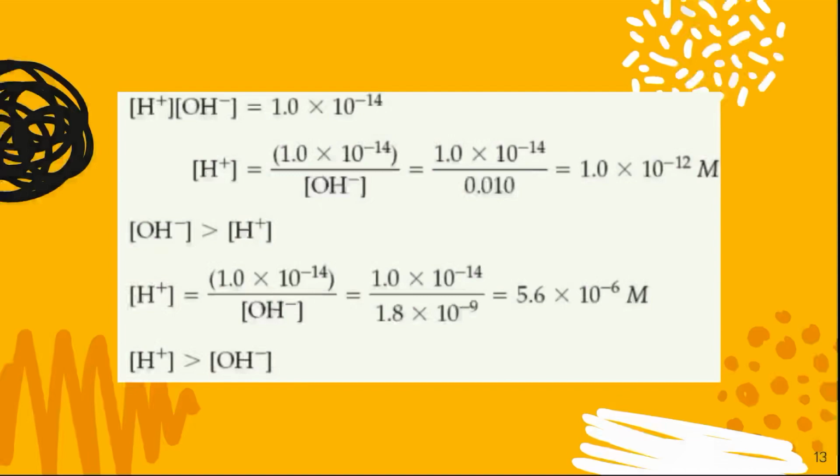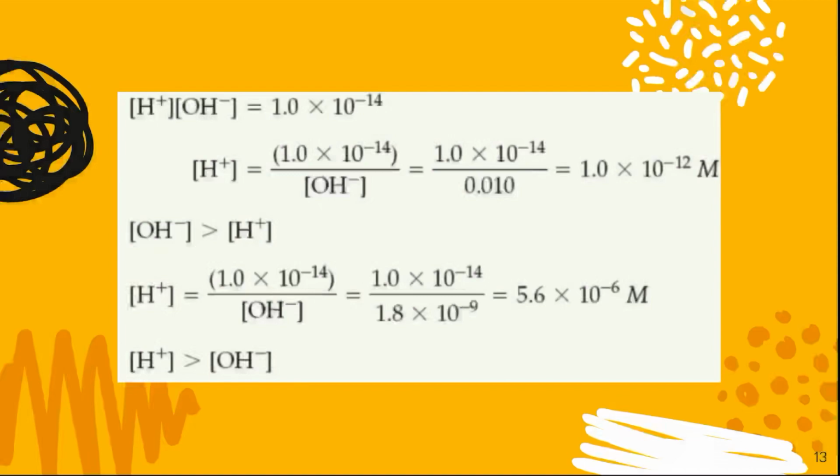So here we have our worked out solution. So what we know is that the product of the concentrations of H+ and OH- is going to be equal to 1.0 times 10 to the negative 14. So once we know that, we can just divide 1.0 times 10 to the negative 14 by our concentration of OH-, which was given to us as 0.010 moles per liter. So once we divide those two numbers, we're going to get 1.0 times 10 to the negative 12 molarity as our concentration of H+.